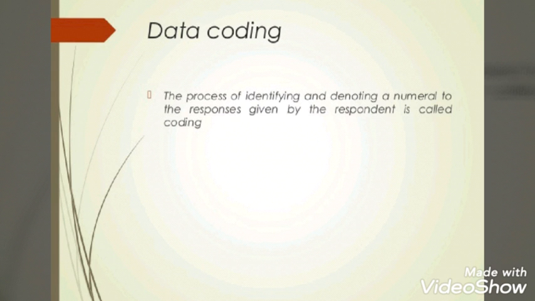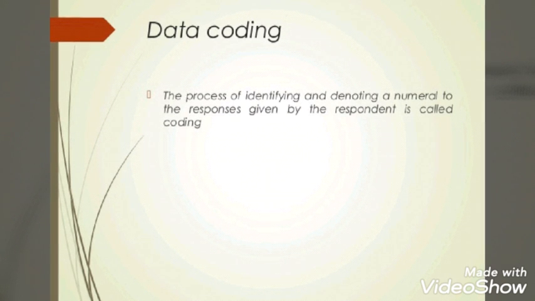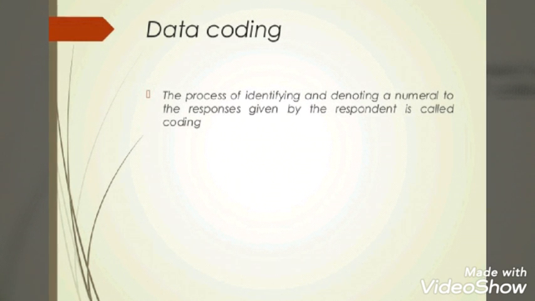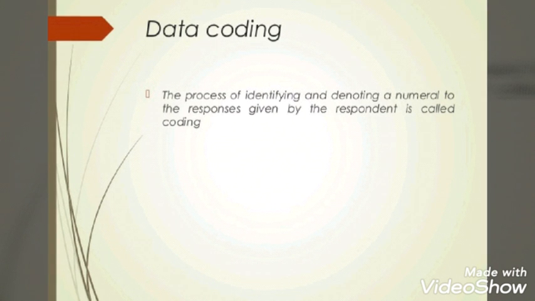So whenever you are going to count how many samples have said yes and how many samples have said no, there will be a numbering of yes and a numbering of no. So that is what data coding is. You are separating it into numerical values.